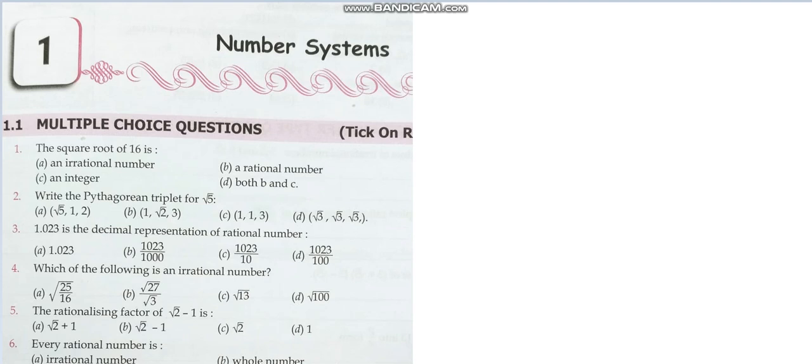Hello everyone. Let us start with question number 1. Question number 1 is the square root of 16 is. We know that the square root of 16 is 4 and 4 can be represented as 4 upon 1. So it is a rational number and it is a positive number.